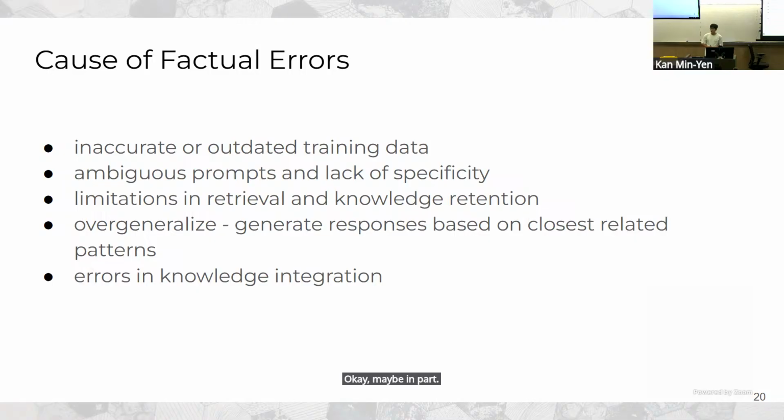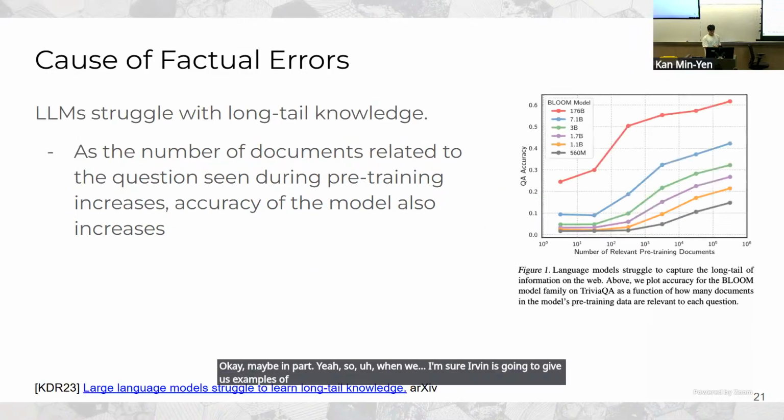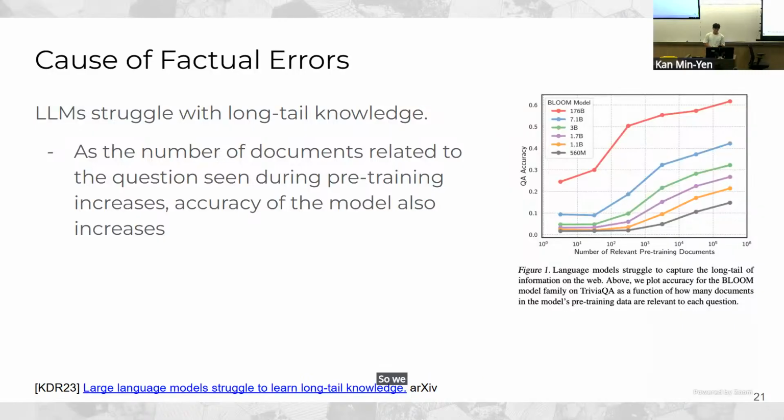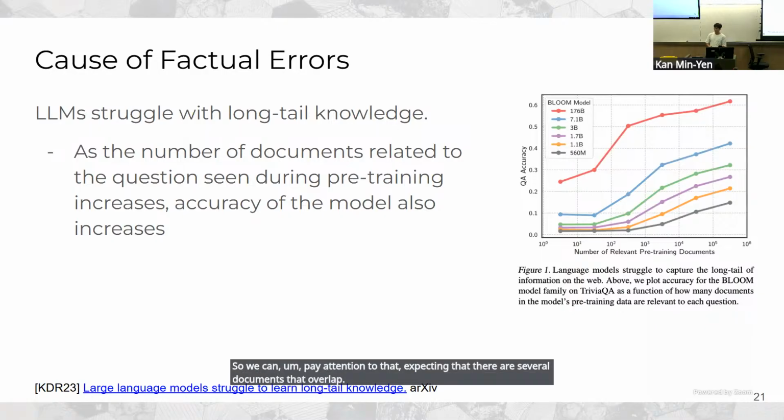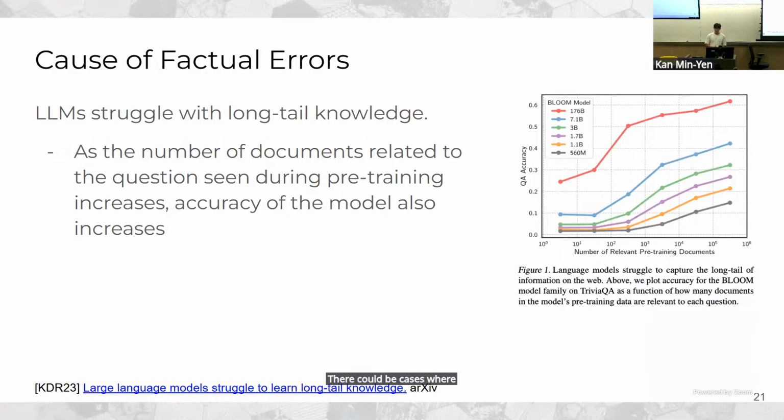I'm sure Ervin is going to give us examples of errors in knowledge integration later. So we can pay attention to that, especially when there are several documents that overlap. There can be cases where the generation puts them together incorrectly, right? So we'll see that later.